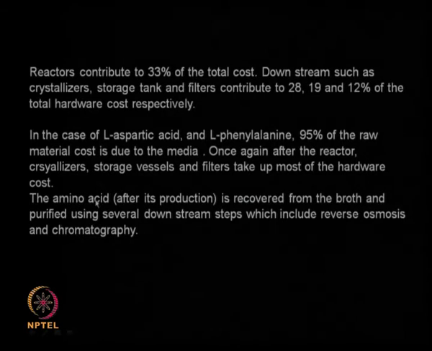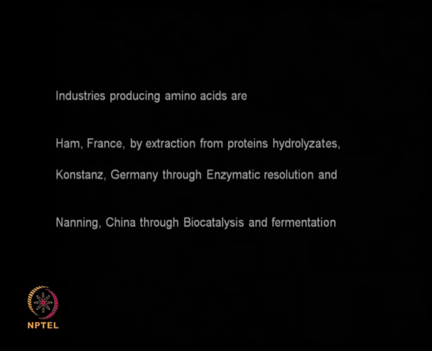Let us look at the downstream. The amino acid after its production is recovered from the broth using several downstream steps. You also use something called reverse osmosis, and you also use something called chromatography. We are going to talk about each one of these downstream units in more detail in the forthcoming classes. Industries which produce these amino acids, companies in France, companies in Germany, companies in China, some of them are using a protein extraction method, some of them using enzymatic resolution, some of them using biocatalysis and fermentation product.